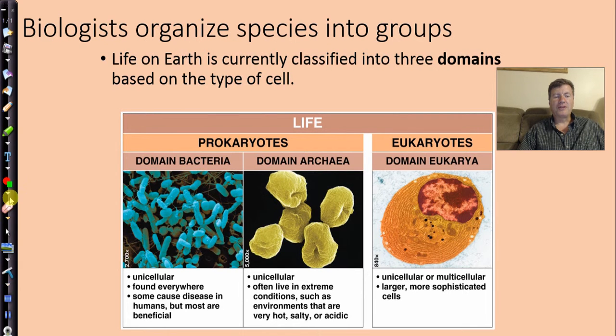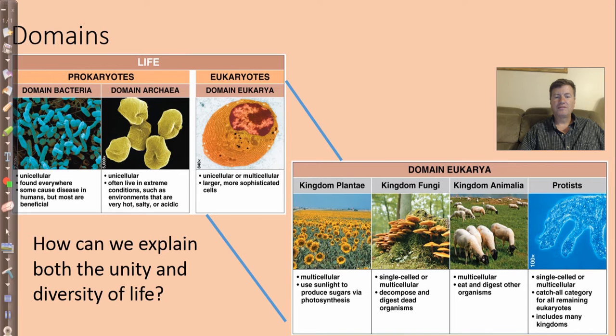You may recall that the next level down beyond domains is kingdoms. So within domain eukarya, we have kingdom plantae, fungi, animalia, and protists. After kingdoms, we have phyla: kingdom, phylum, class, order. We continue going all the way down our taxonomy.